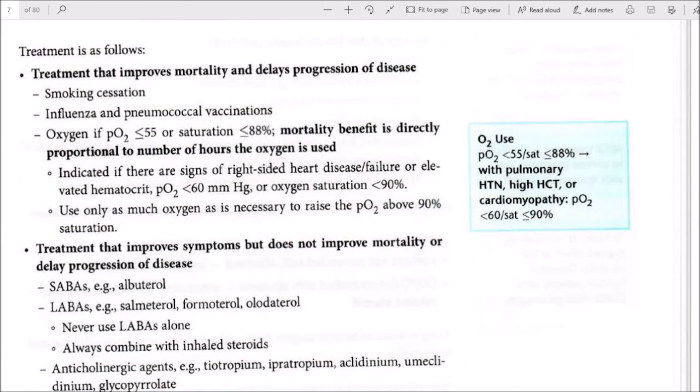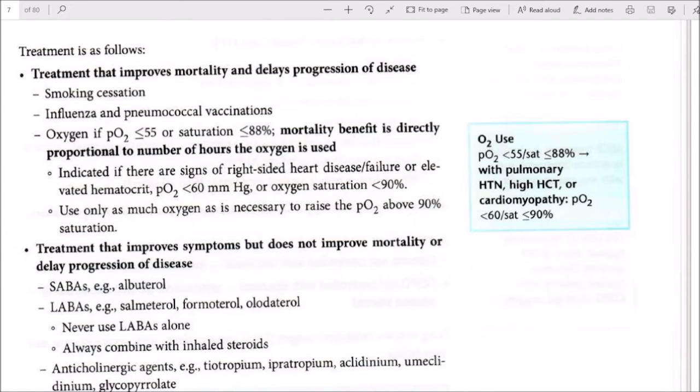Treatment is as follows. Treatments that improve mortality and delay progression of disease: smoking cessation, influenza and pneumococcal vaccinations. Oxygen, if PO2 is less than or equal to 55 or saturation is less than or equal to 88%. Mortality benefit is directly proportional to the number of hours oxygen is used. Indicated if there are signs of right heart failure, heart disease, left heart failure, or elevated hematocrit. Pressure of oxygen is less than 60 mmHg.